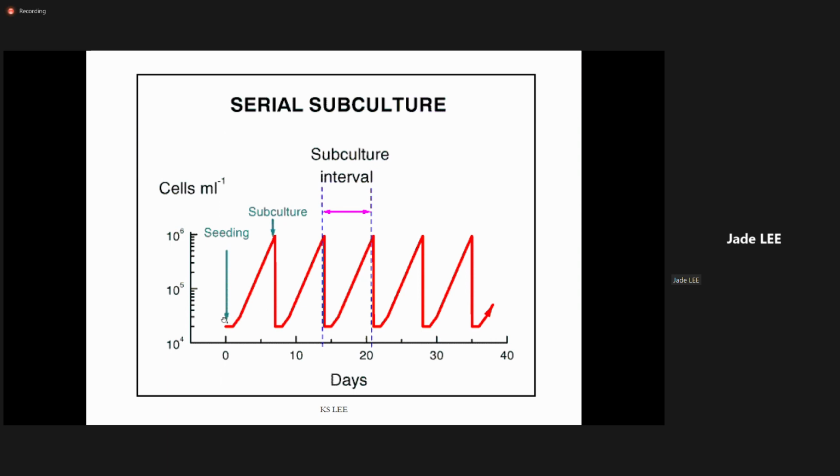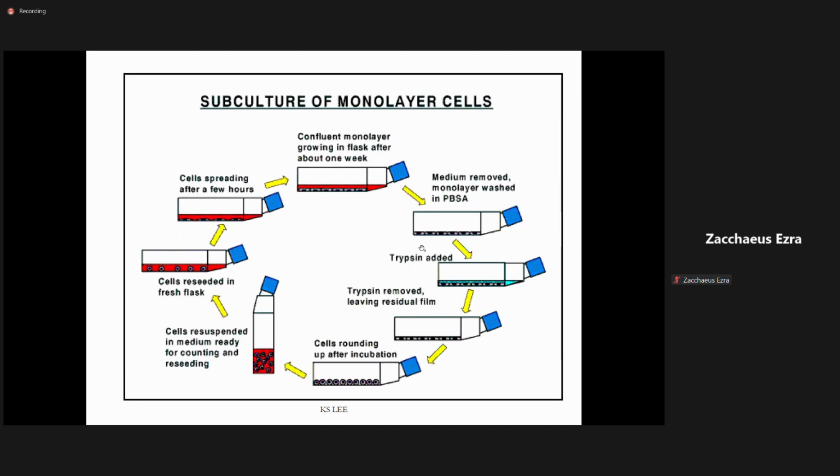So from what you see in the serial subculture here, you know that for every 7 days, you need to do subculturing. So the subculture interval here is 7 days. You can see at day 7, day 14, day 21, day 28 is the time whereby you need to do the subculture. Is that clear? Yes, doctor.